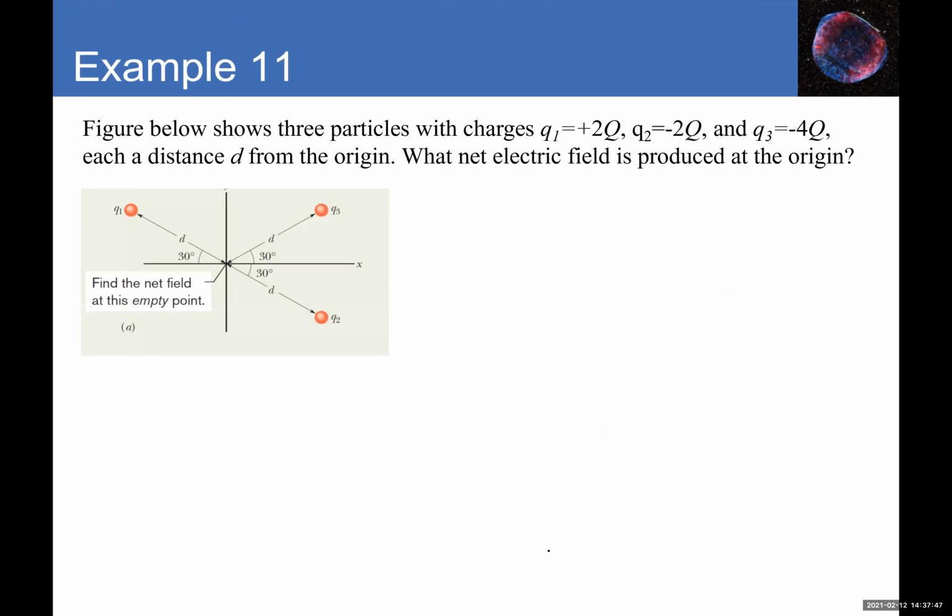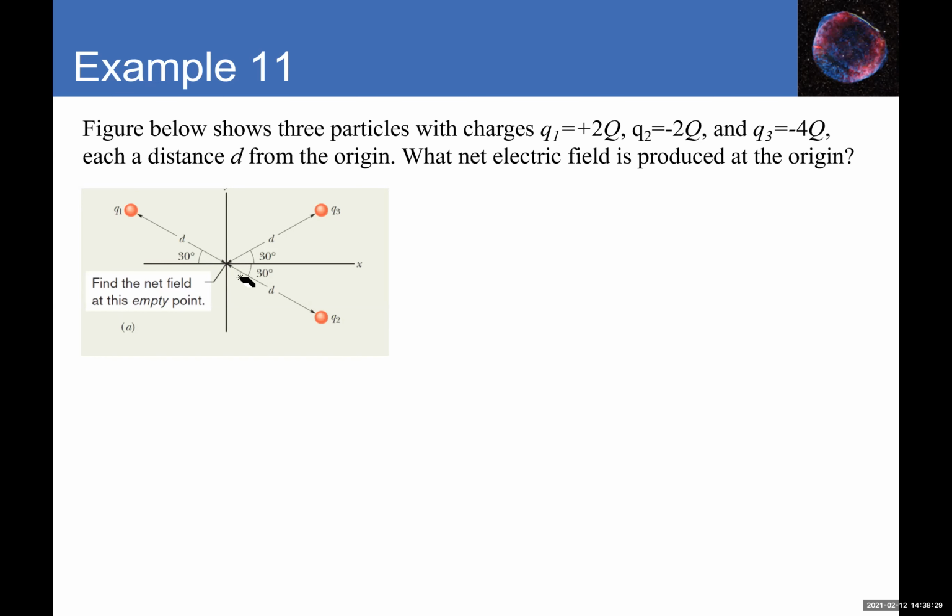All right, so here's one more example. In this example, you can see it says, the figure below shows three particles with charges Q1 equals positive 2Q, Q2 equals negative 2Q, and Q3 equals negative 4Q. And each has a distance d from the origin. What net electric field is produced at the origin? Again, now we have three source charges, and I want to know what the electric field is at that point P, which happens to be the origin.